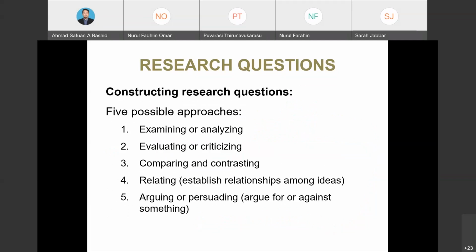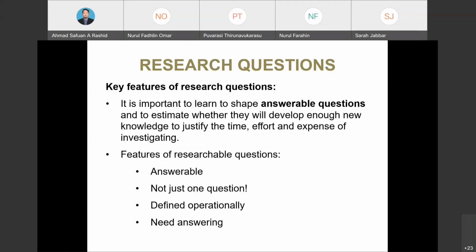So, constructing a research question, there are five possible approaches: assuming, analyzing, evaluating or criticizing, comparing and contrasting, relating, and arguing or persuading. These are the five possible approaches in constructing a research question. A key feature of a research question is to shape an answerable question, and to estimate whether it will develop enough new knowledge to justify the time, effort, and expense of investigation.